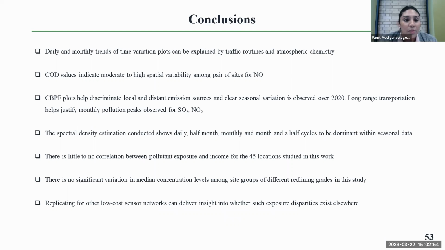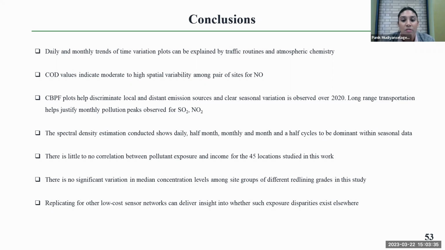So to conclude, we looked at the seasonal and daily trends of time variation, and we were able to explain some of these using atmospheric chemistry and anthropogenic emissions, traffic routines, and such. Looking at the COD values, we only found a strong spatial difference among site pairs for NO. And looking at the CBPF, the conditional bivariate probability function plots, we were able to get an idea of whether the emission sources were local or long-range transportation.